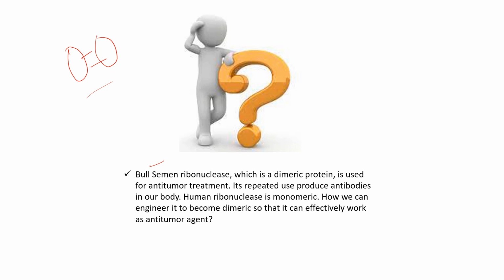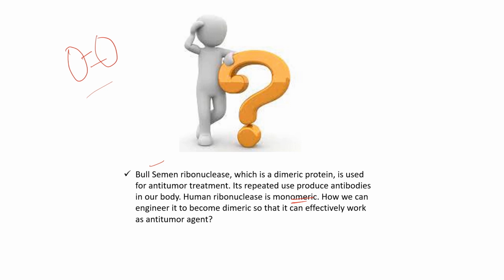Correct? So it would be better if we could use human ribonuclease, because it won't be foreign for us. But human ribonuclease is monomeric in nature. To function as an anti-tumor agent, it should be dimeric. So the bull ribonuclease is dimeric, but the human ribonuclease is monomeric. The use of human ribonuclease is more beneficial for our body because our body will not produce antibodies against it. But it is monomeric in nature.